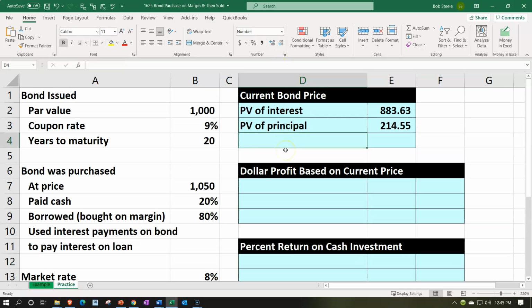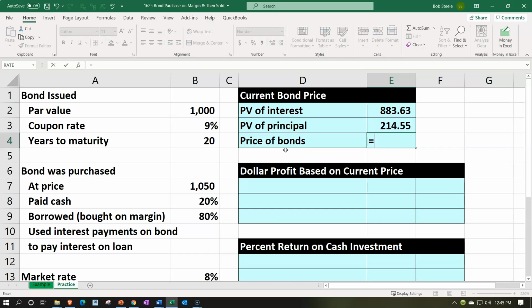That gives us the price calculation, the price of the bond, which is equal to the sum of the 883 and the 214.55. Adding some decimals, number group, a couple decimals, that's the 1,098.18.